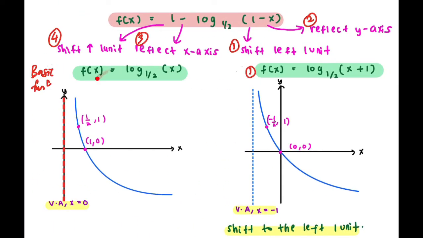So now from the basic graph, let us draw one by one. The first one, we want to shift left by 1 unit. First of all, we must change our vertical asymptote. Go to the left, so this is x equals minus 1. And then just draw the graph going down. So from the basic graph, 1, 0 goes to the left by 1, so it becomes 0, 0. And from half, 1, go to the left by 1, so it becomes minus half, 1.